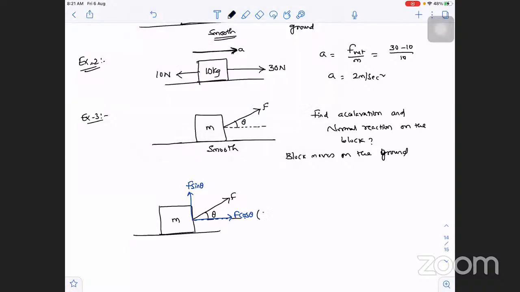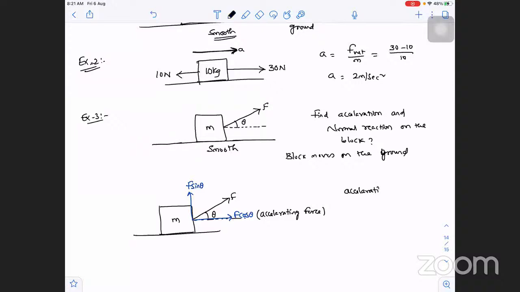So this is called the accelerating force. This force we call it what? Accelerating force. F cos theta we call the accelerating force, which will make the body move, or which will make the body accelerate. Then what is the acceleration of the block I can write down?